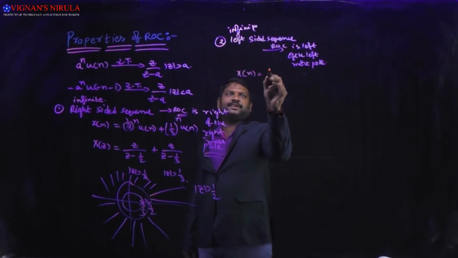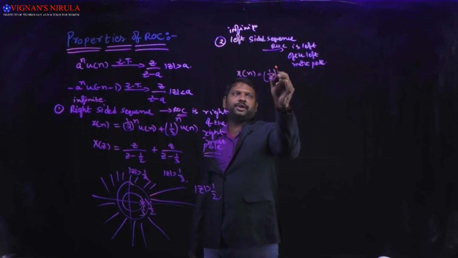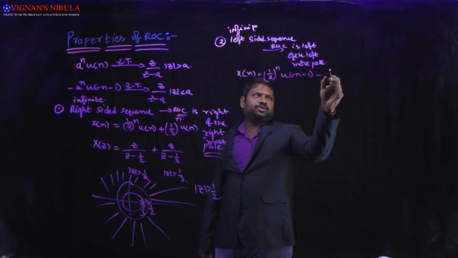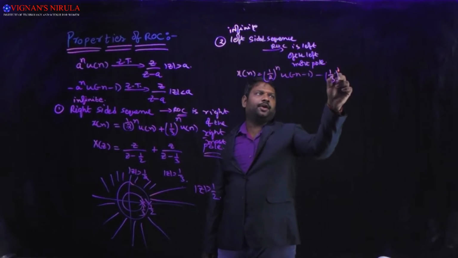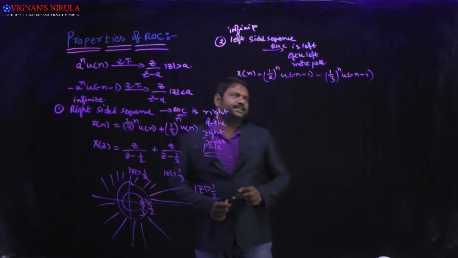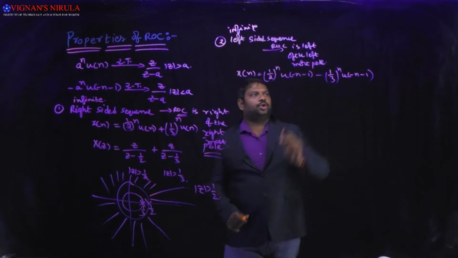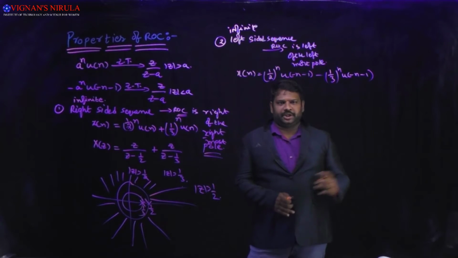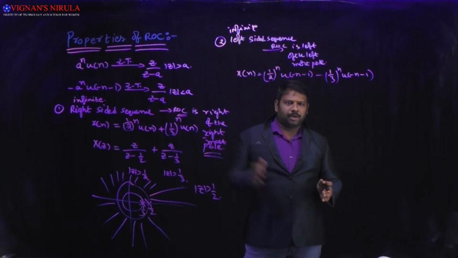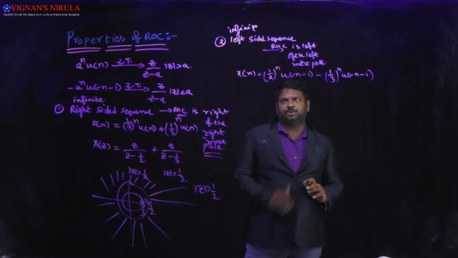Further, consider an example like this: (1/2)^n u[-n-1] minus (1/3)^n u[-n-1]. Because of u[-n-1], here also u[-n-1], it is being considered as a left-sided sequence, because n varies from minus infinity to minus 1.